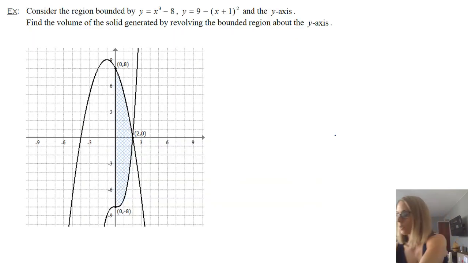All right, so let's take a look at an example here. So we have a couple different functions here. Sorry, I have the wrong page.